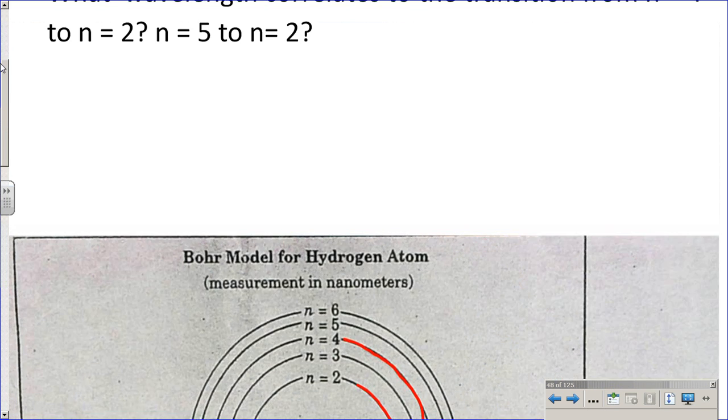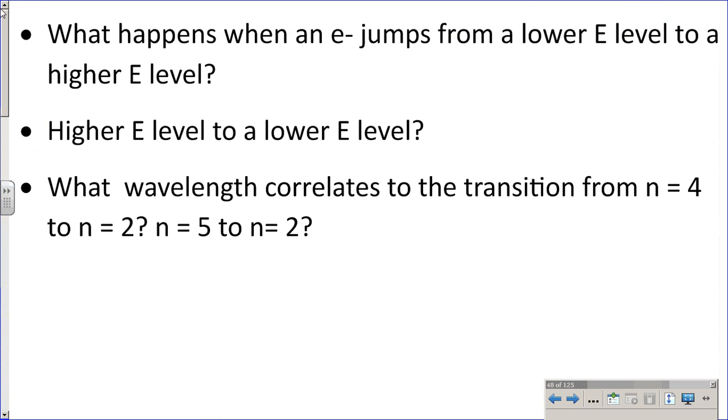Okay, let's go through and do a couple examples. Just shout these first ones out, okay? So, what happens when an electron jumps from a lower energy level to a higher energy level? Does it emit or absorb energy? What do you think? Absorb. Right, because you're going to take it from, this is my analogy.